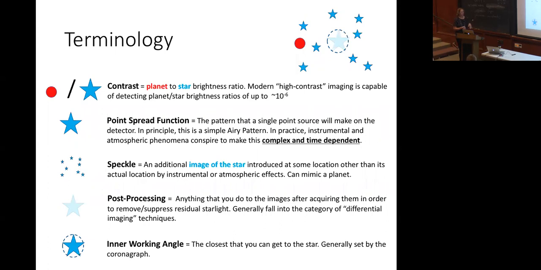And just one other piece of terminology that we may throw out here in my lecture and maybe some others is the idea of inner working angle. So how close can you get to the star and still separate out light from the planet?